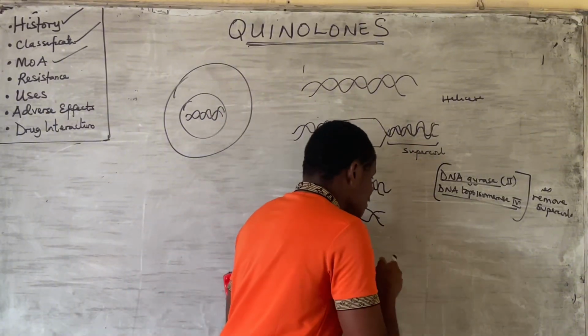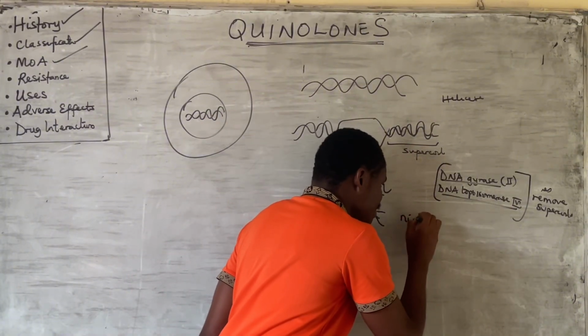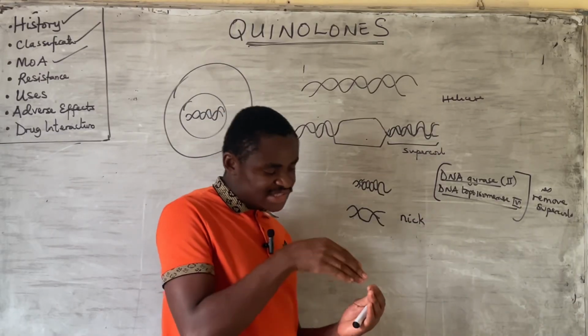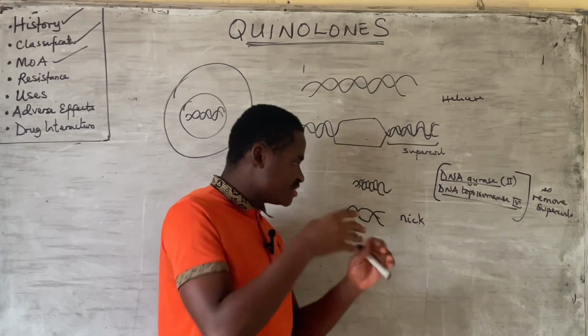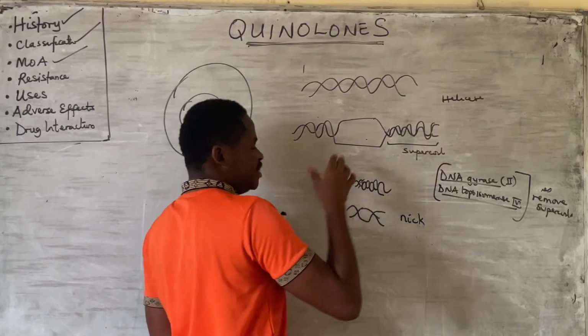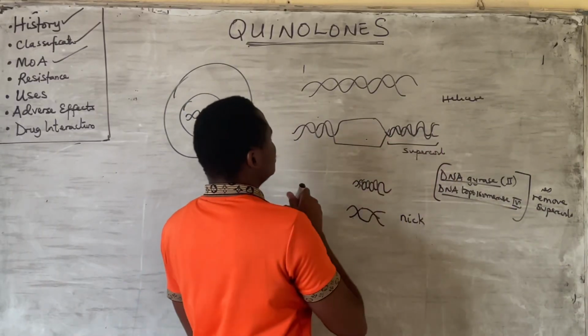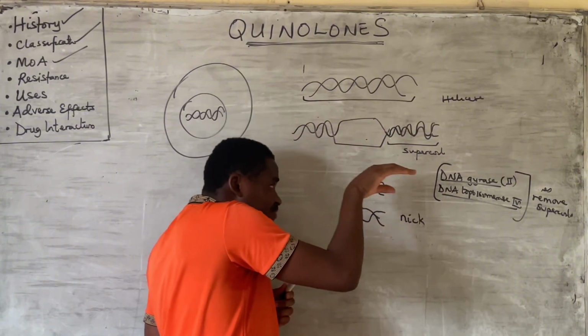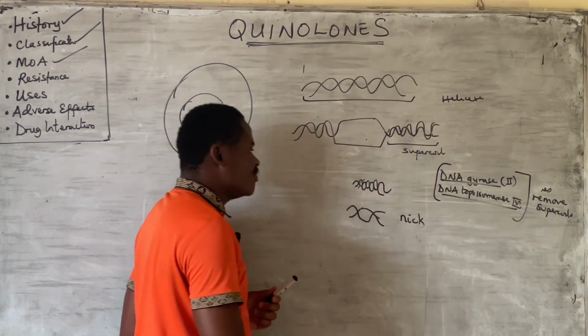The name of that work is nicking. It nicks one strand and then nicks another and seals. Nicks, seals, nicks, seals, so that the subsequent strands appear originally how they were, and it makes helicase keep doing that unwinding as it goes forward.